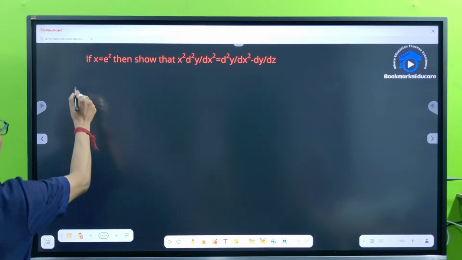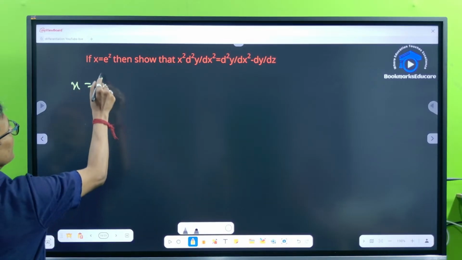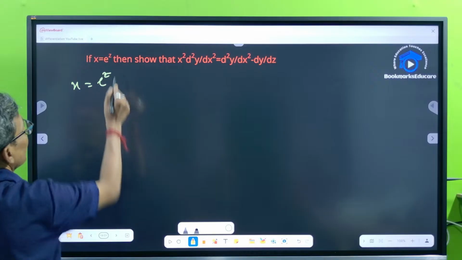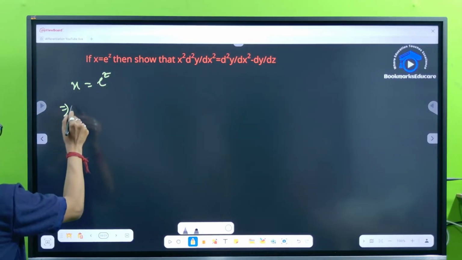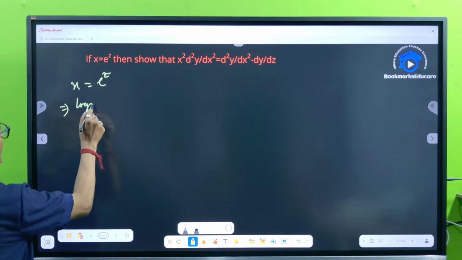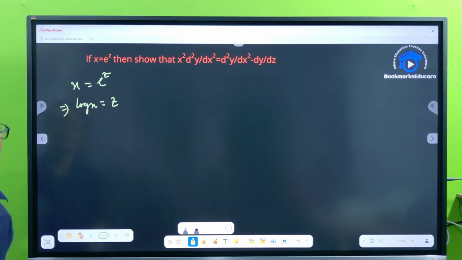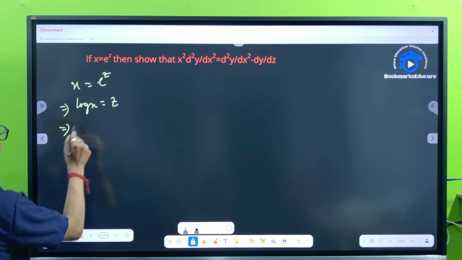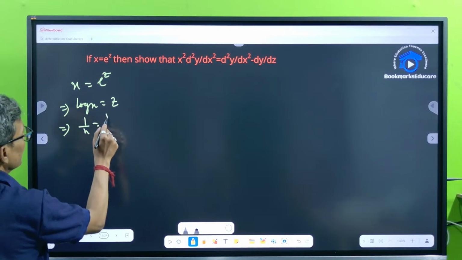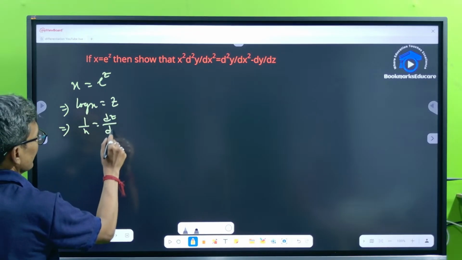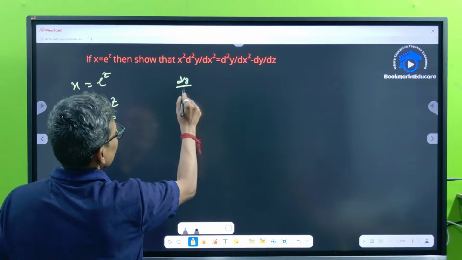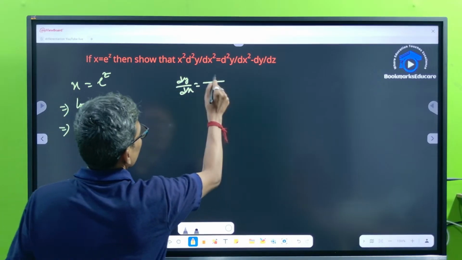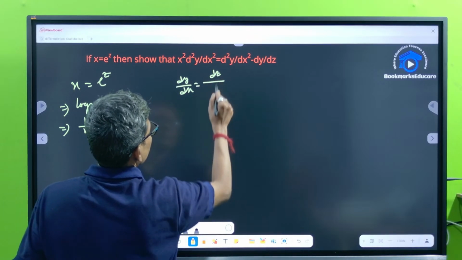If x is equal to e to the power z, then we have to show that this. So taking log to the base e on both sides, log x is equal to z. Differentiating on both sides with respect to x, 1 by x is equal to dz by dx.